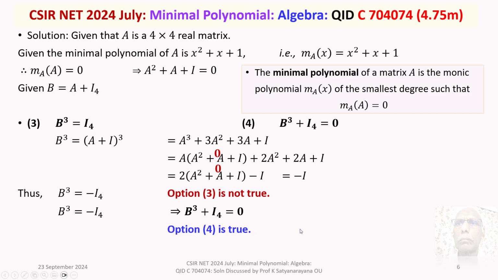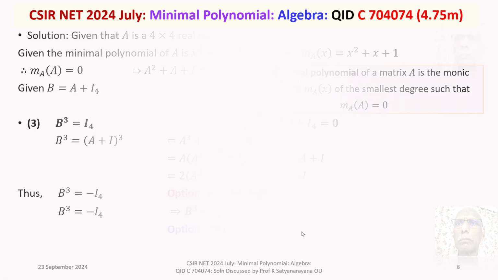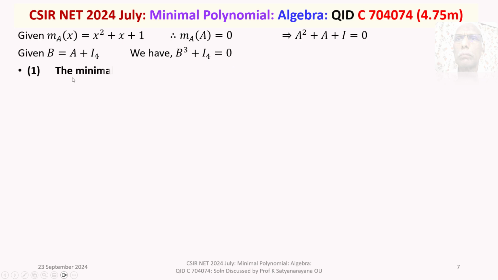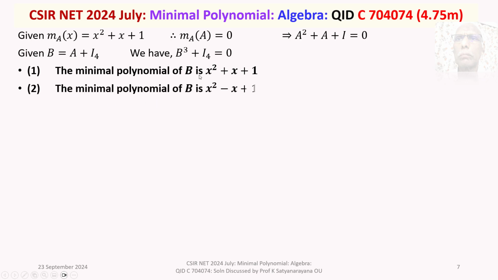We continue the discussion in the next slide. We have already seen in the last slide B cube plus I is equal to 0. We require this result. Now we go for option 1, the minimal polynomial of B is x square plus x plus 1. Option 2, the minimal polynomial of B is x square minus x plus 1. One of them is correct.